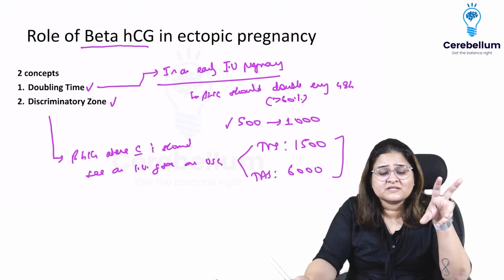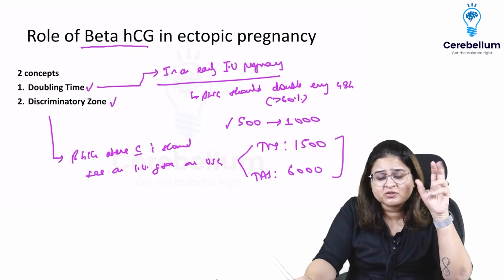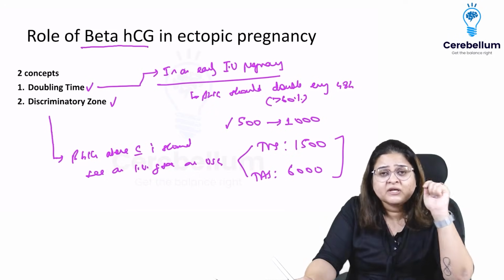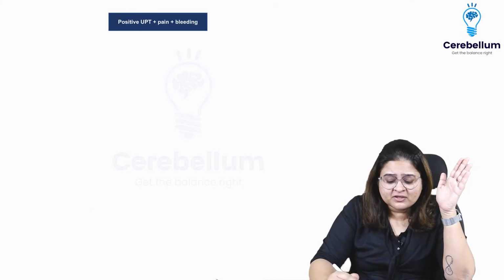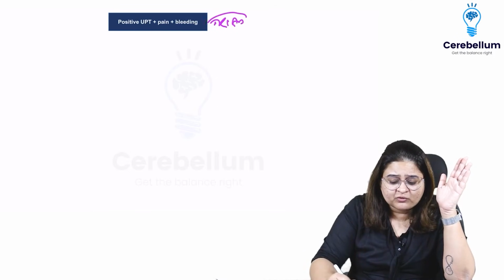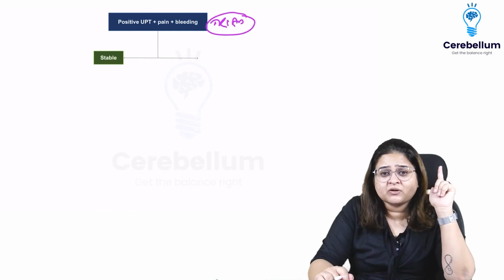So this is the role of beta-hCG in ectopic pregnancy. You need to understand doubling time. You need to understand discriminatory zone. And let's look at this flowchart. So positive UPT plus pain plus bleeding. This is our triad of symptoms. What's the first thing you're going to look for in the question? Is the patient stable or unstable?